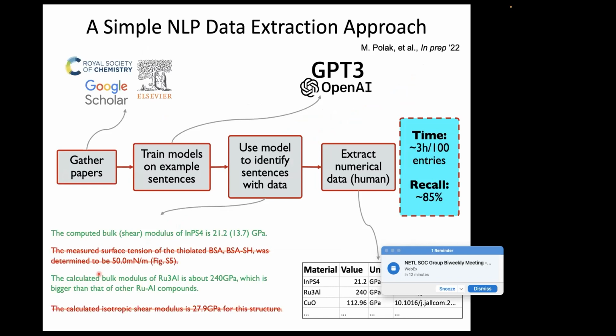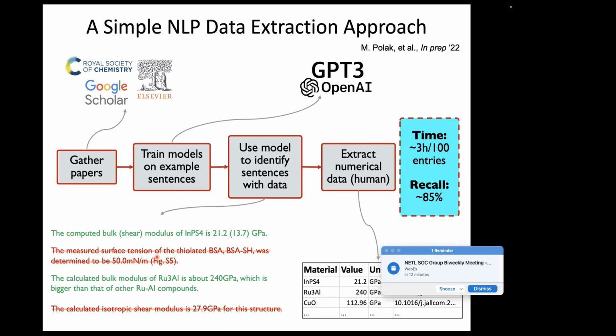This example, sorry, I thought I just updated this example. This is an example from bulk modulus, but I'll show you something for area-specific resistance in a minute. So we take something like bulk modulus, we give it training example sentences, and then we just tell it, pull out all the sentences that are like these, and it will extract from the text all the sentences that are like these.